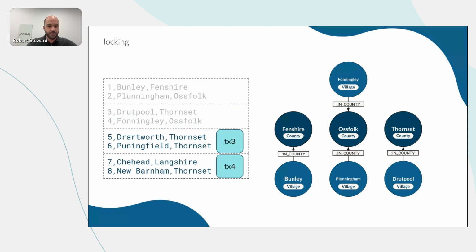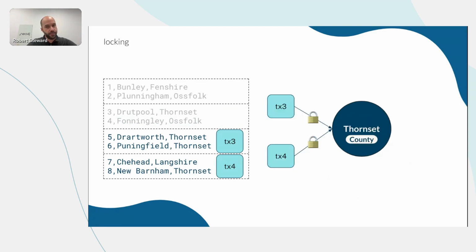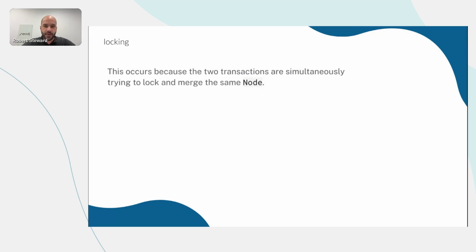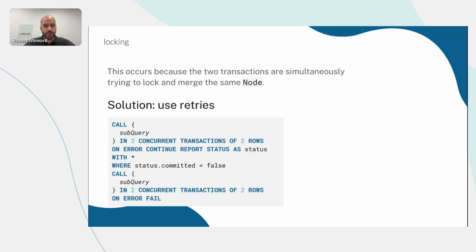Next up, transactions 3 and 4 will run, and here we'll have a problem. So both transaction 3 and transaction 4 will need to take a lock on the same node, the same county, and this results in an error that looks like this. So because 2 transactions are simultaneously trying to lock and merge the same node, this is a problem. So the solution here is to use retries. And this is an example here of how you can do that in Cypher, but of course you can do application level retrying as well.